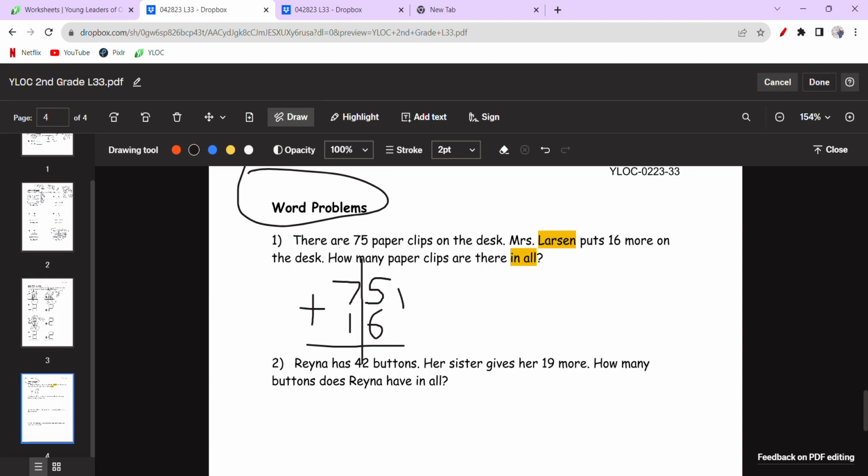So 5 plus 6, what is that? It will equal 11, right? So you keep the ones here, and then you give another 10 to the tens place right here. So 7 plus 1, and don't forget the 1 you gave, which will be 8. So your final answer would be 81 paper clips.